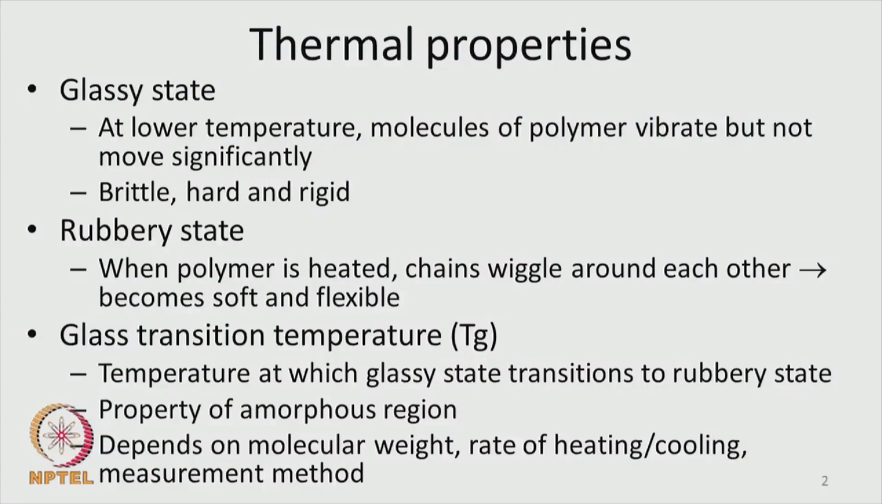We were looking at many properties, and thermal properties of polymers are also very important, because the amorphous region of polymers sometimes exhibits a glassy state and sometimes a rubbery state. At lower temperature, the molecules of the polymer vibrate but do not move significantly, so they almost look like glass, which is why it is called the glassy state. That means they become brittle, hard and rigid.